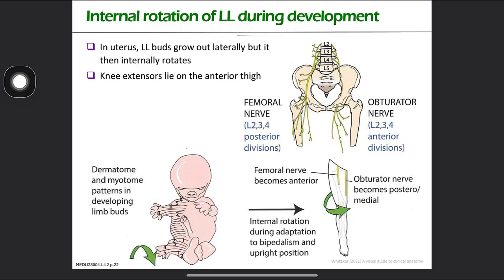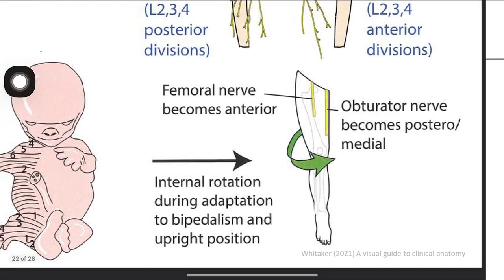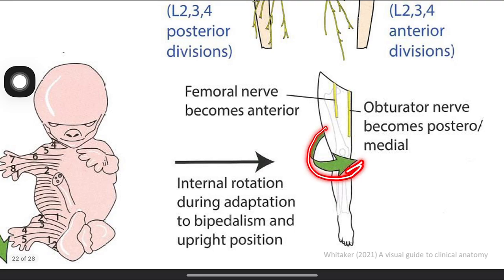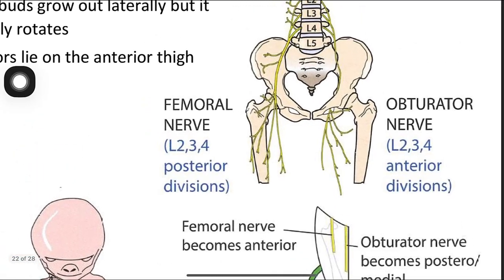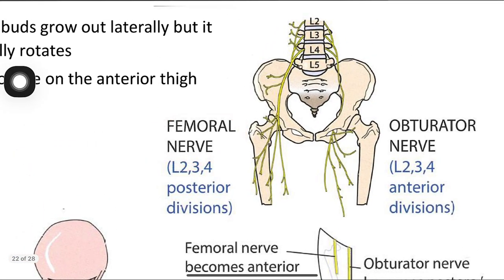Take a look here. Something is turned. We have a 90-degree turn, right? What happened? The femoral nerve goes to the front, but it is from the posterior division, right? And the obturator nerve is originally from the anterior division, but it turned medially, so it becomes medial. I want to show you this, okay? Because this is unique in lower limbs, not in upper limbs, okay?